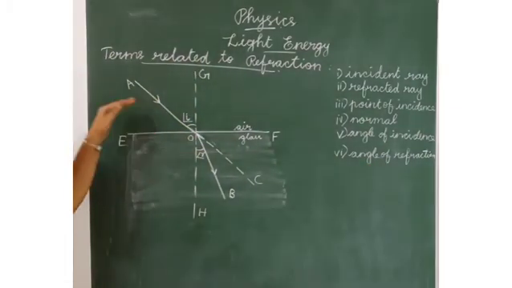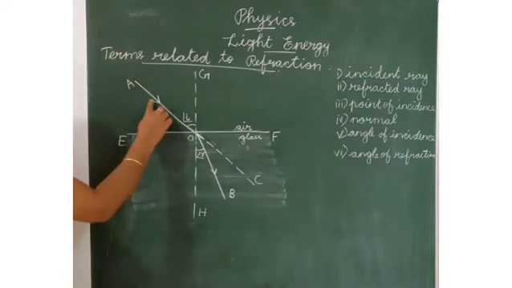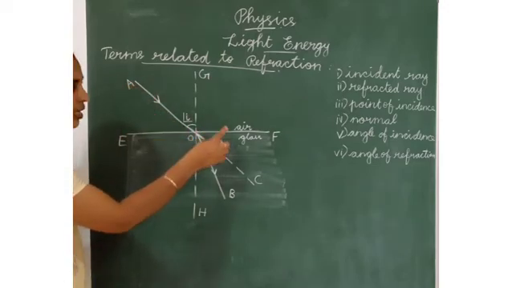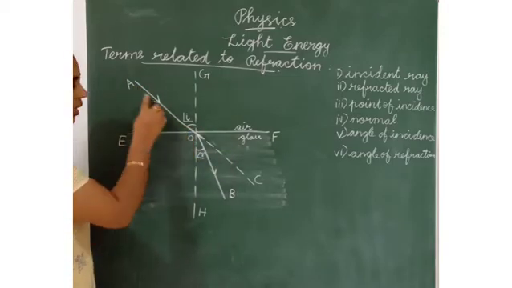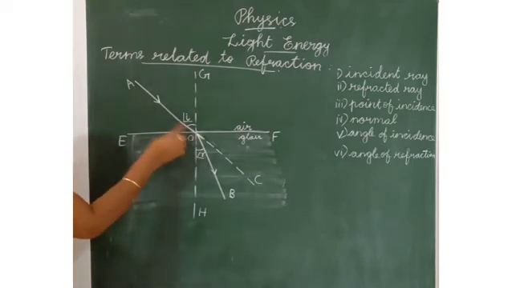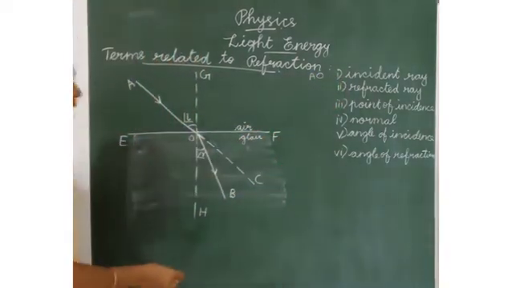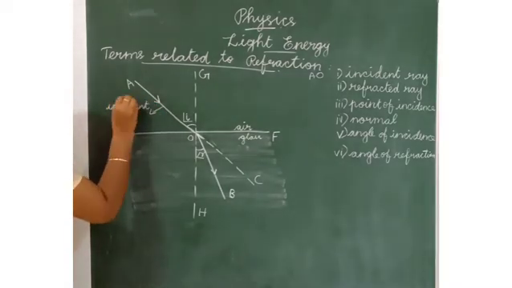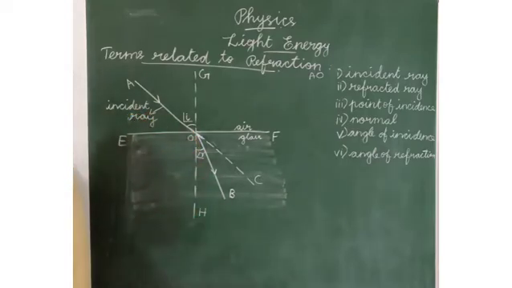Listen here. A ray of light in the first medium, what is this? Incident ray. The first medium is here, the second medium is glass. So the ray of light in the first medium is called the incident ray. So what is the ray of light here? AO. So AO is the incident ray.